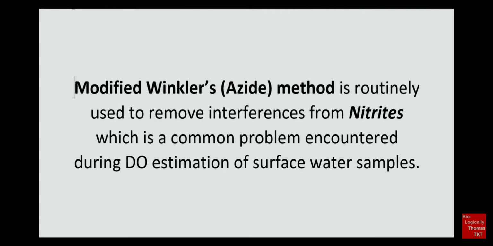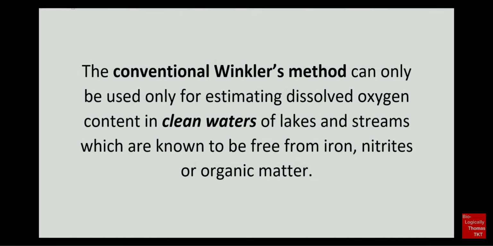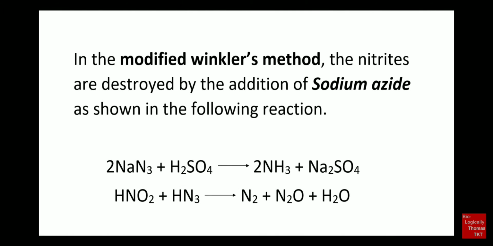The main reason why the modified Winkler's Azide method is more widely accepted and used is because interferences from nitrites is a common problem encountered during DO estimation of surface water samples. The traditional Winkler's method can be used only for estimating dissolved oxygen content in clean waters of lakes and streams, which are known to be free from iron, nitrites, or organic matter. In the modified Winkler's method, the nitrites are destroyed by the addition of sodium azide, as shown in the following reaction.